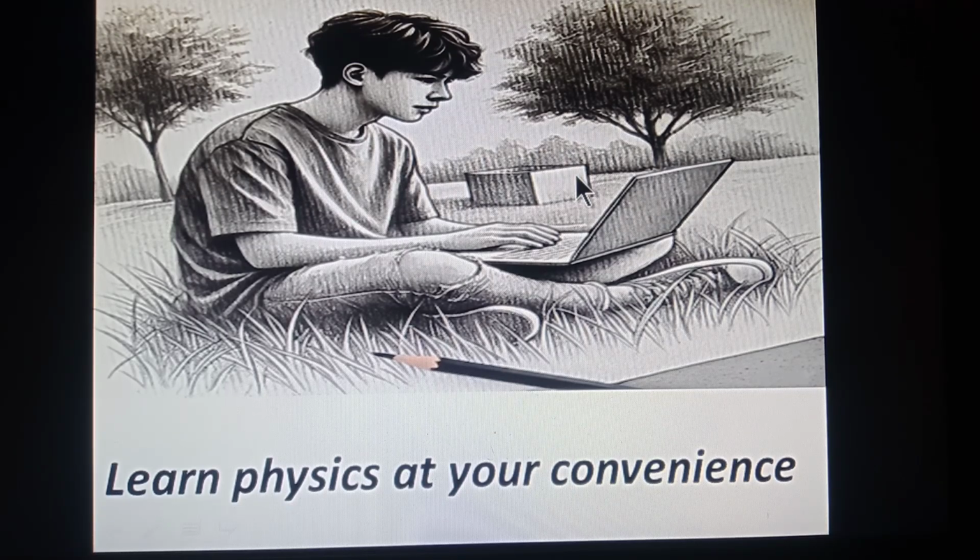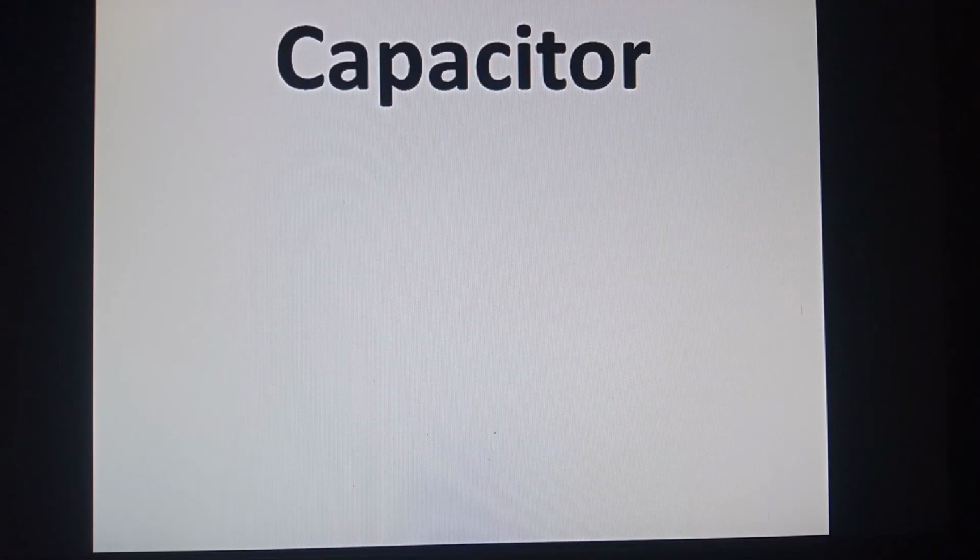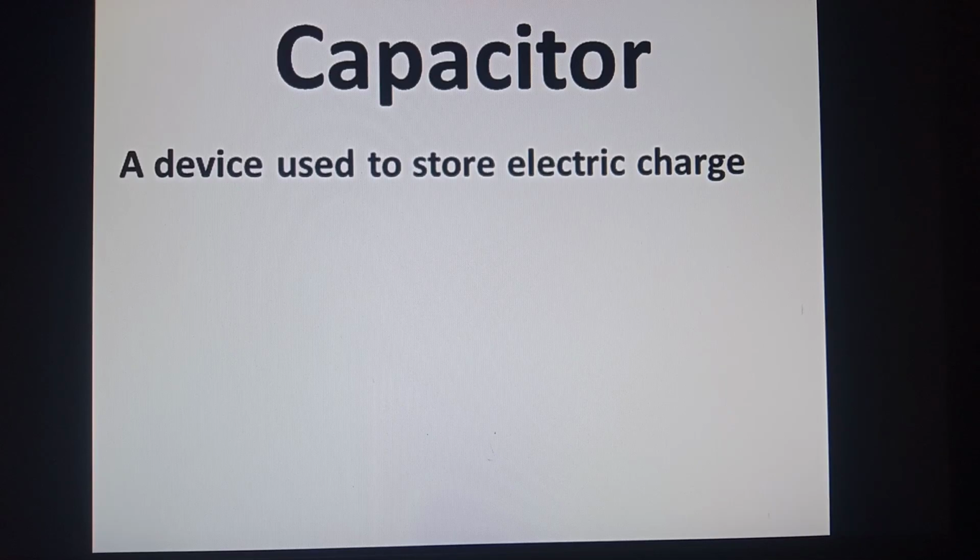Let us start our today's lesson, that is capacitor. Students, it is a device that we use for storing electric energy in the form of charge on its plates. So we can say that capacitor is a device that is used to store electric charge.